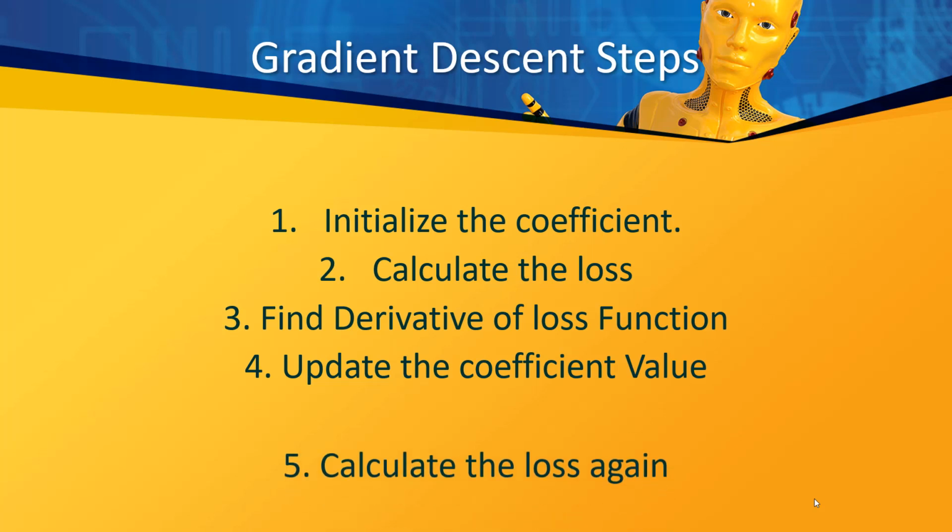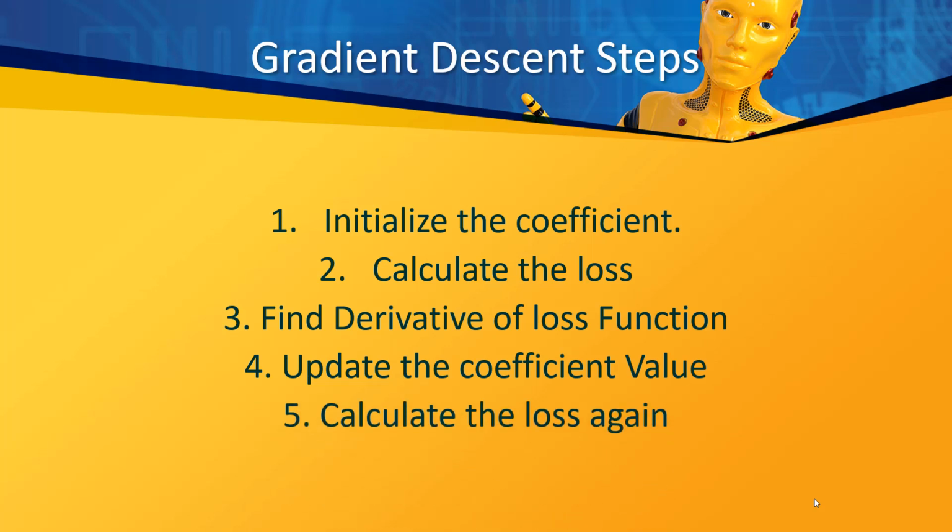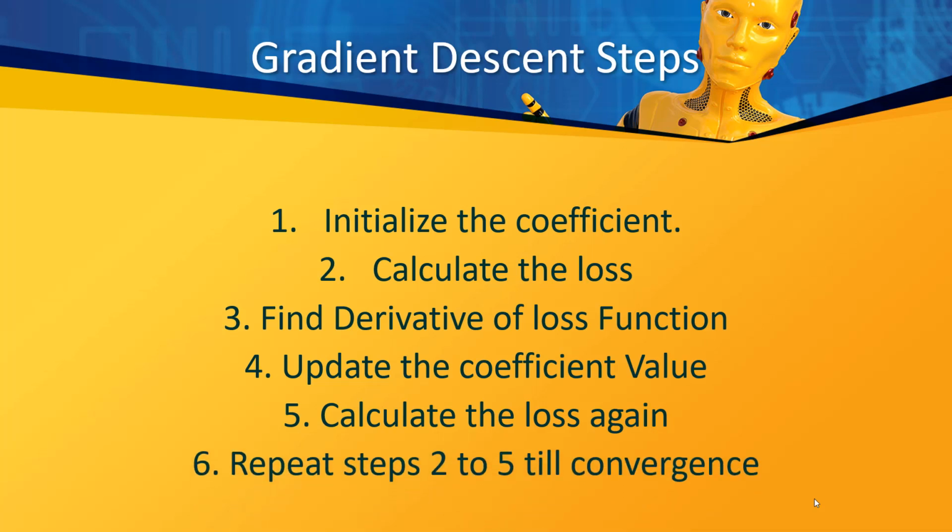Now it's time to calculate the loss again and check its value. Finally, we can stop if the loss value is less than a threshold value, or keep repeating steps 2 to 5 till convergence. Convergence means the loss value is now lesser than the threshold value decided.